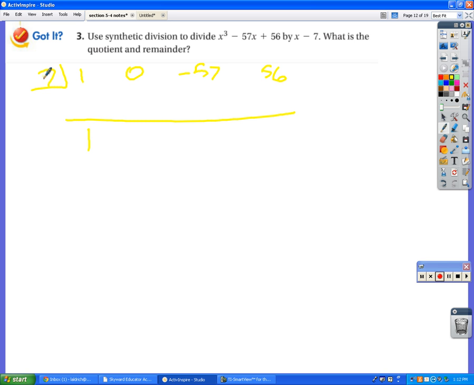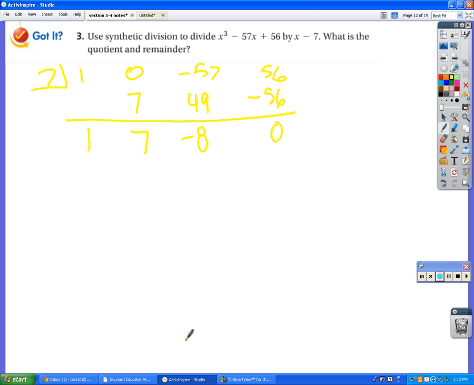Okay? 7 times 1 is 7. Hold on, slow down. 7 times 1 is 7. I'm multiplying. And then I add these together. 0 and 7 is 7. 7 times 7 is 49. Negative 57 plus 49 is negative 8. And then 7 times negative 8 is negative 56. Add those together and I get 0.